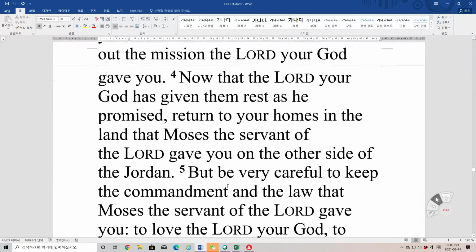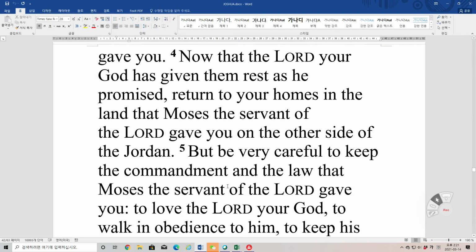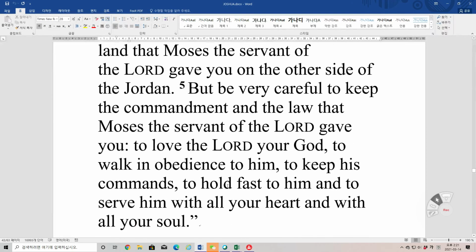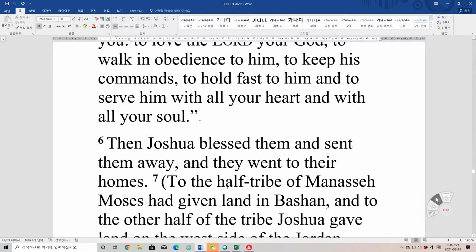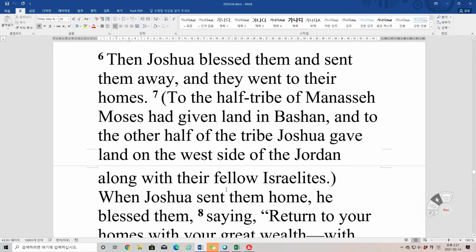Now that the Lord your God has given them rest as he promised, return to your homes in the land that Moses, the servant of the Lord, gave you on the other side of the Jordan. But be very careful to keep the commandments and the law that Moses, the servant of the Lord, gave you, to love the Lord your God, to walk in obedience to him, to keep his commands and to hold fast to him and to serve him with all your heart and with all your soul." Then Joshua blessed them and sent them away, and they went to their homes.